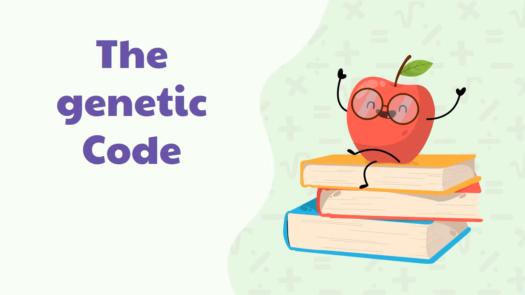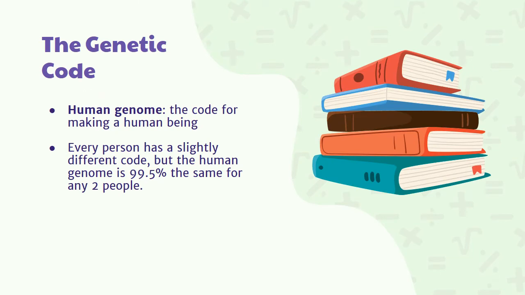Now let us find more about the code. The human genome means the code for making a human being. Every person has a slightly different code, but it has been found by research that two persons can be similar only up to 99.5%. Two people can never look similar, or they can never inherit the same properties of the parents.